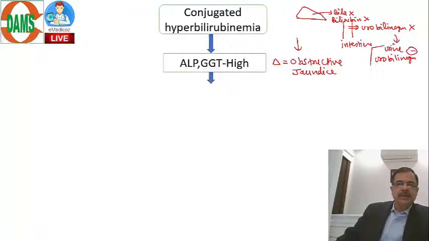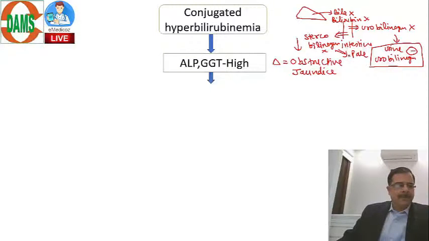So if urobilinogen is not made, a very important point is that in the urine, urobilinogen is absent. This will give you a very, very important clue for obstructive jaundice. As well as stercobilinogen is also not made. As a result, the stool will be pale colored. So pale stools, clay colored stool will be there. So these two important findings will go in favor of obstructive jaundice.